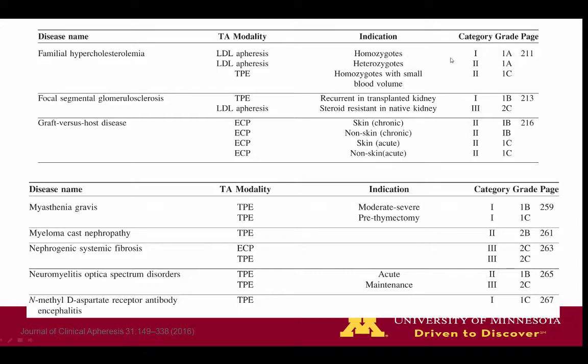Really, only the homozygotes are a category 1 first-line therapy. The other two are considered second-line therapies with strong recommendation with high-quality evidence, or strong recommendations with lower quality evidence. As you can see, they really go through all these different disease states and indications and the different modalities and give a category and a grade.